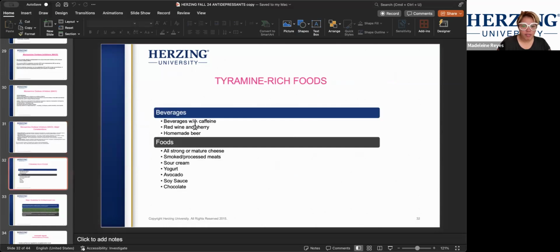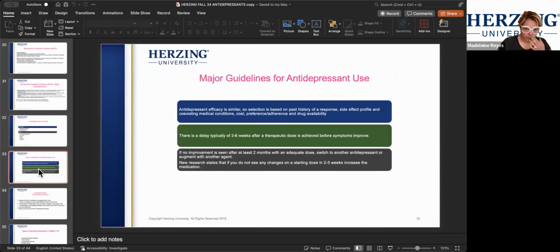Tyramine-rich foods, beverages with caffeine, red wine, homemade beer, sour cream, yogurt, avocado, soy sauce, chocolate. These are just examples. Major guidelines for antidepressant use: antidepressant efficacy is similar. So selection is based on past history of response, side effects profile, coexisting medical condition, cost, and availability. There is a delay typically of 3 to 6 weeks after therapeutic dose is achieved before symptoms improve.